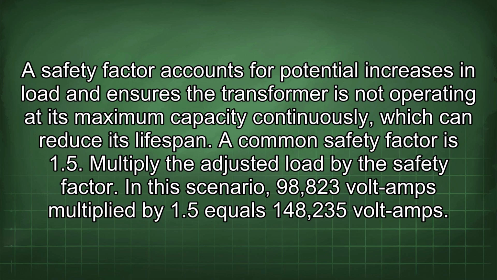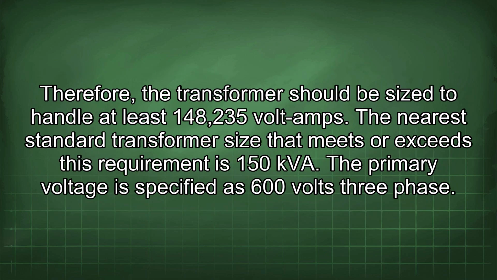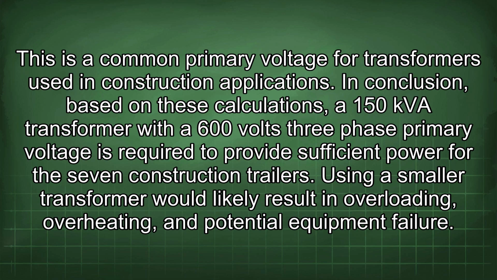In this scenario, 98,823 volt-amps multiplied by 1.5 equals 148,235 volt-amps. Therefore, the transformer should be sized to handle at least 148,235 volt-amps. The nearest standard transformer size that meets or exceeds this requirement is 150 kVA. The primary voltage is specified as 600 volts 3-phase. This is a common primary voltage for transformers used in construction applications.